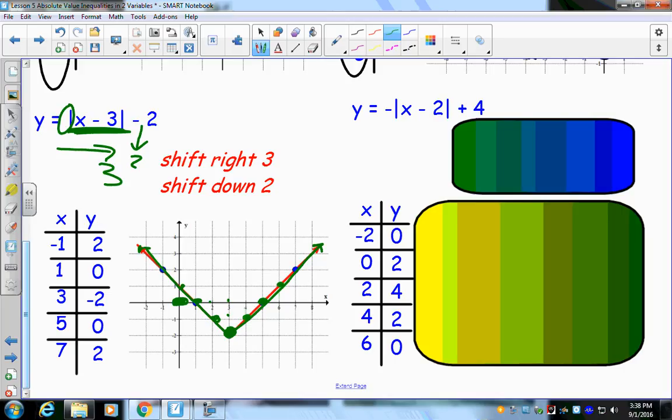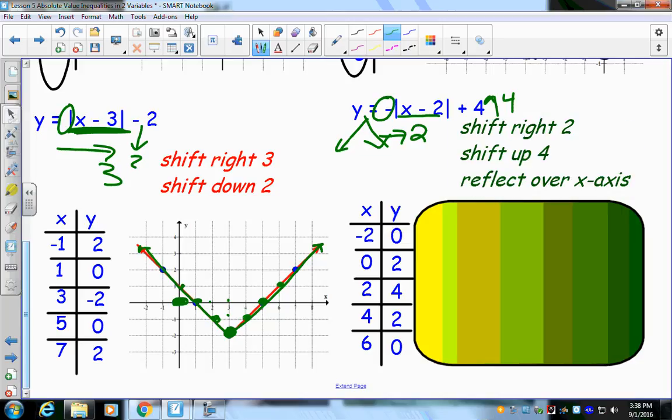Recognizing these patterns in the equations makes it so much easier to plot your new absolute value. Taking a look at our next one, I have 3 things going on here. X minus 2 is a shift to the right 2. X plus 4 is a shift upwards 4. And a negative means I'm reflecting. It's going to be a frowny face absolute value.